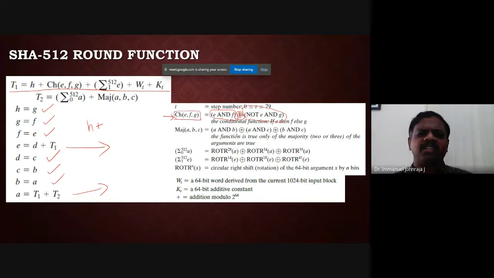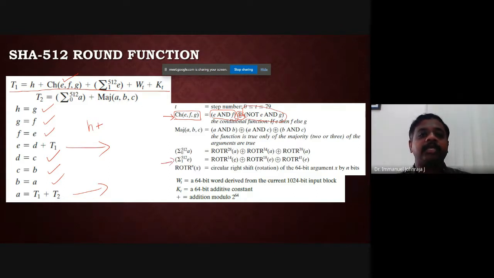Why is it done? Just to create confusion, just to change the value, right? The conditional function: if E, then F, else G. Very simple, right? That is what is happening in this CH function. Then this is a summation function of E. Is it denoted here? Yes, it is denoted here.